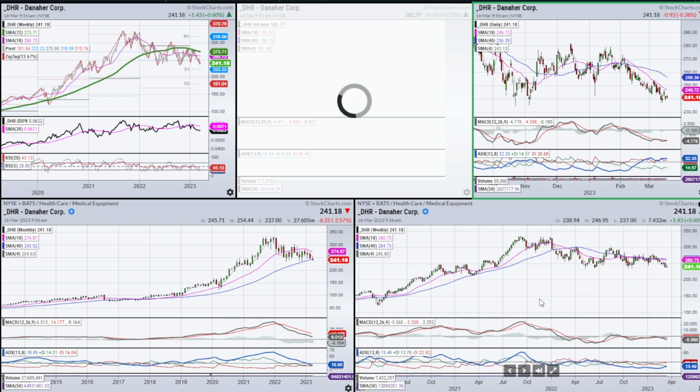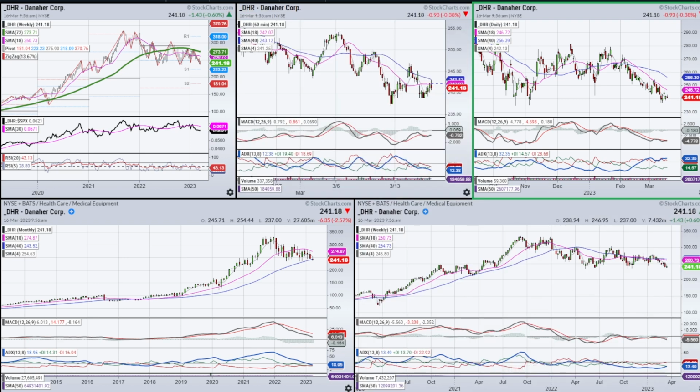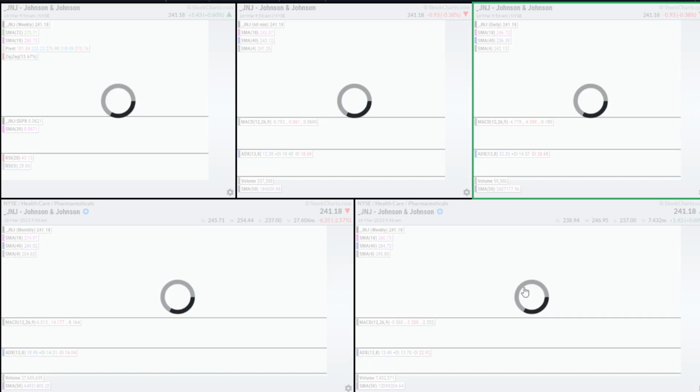Okay, DHR. So we've got this sideways channel that is forming. Sideways here, sideways here. We don't really have any confirmation yet, but what I don't like is through this process, the 18-month has rolled over. So I'm less inclined to be interested in this right now. We're going to need some strength to the upside before I'd be interested. If we take out these lows, you do not want to own a share of this stock.